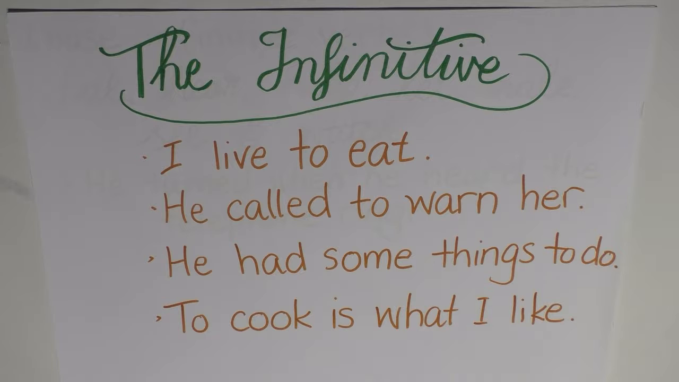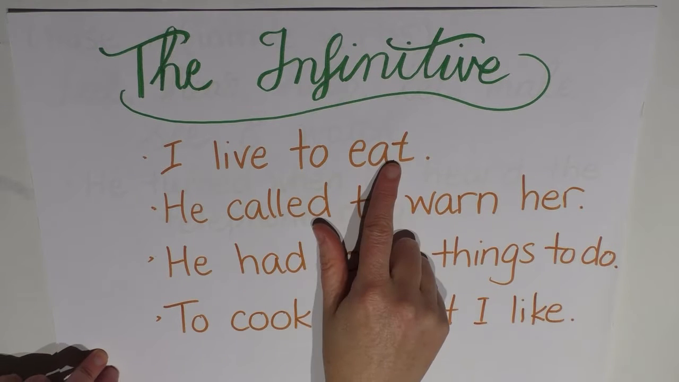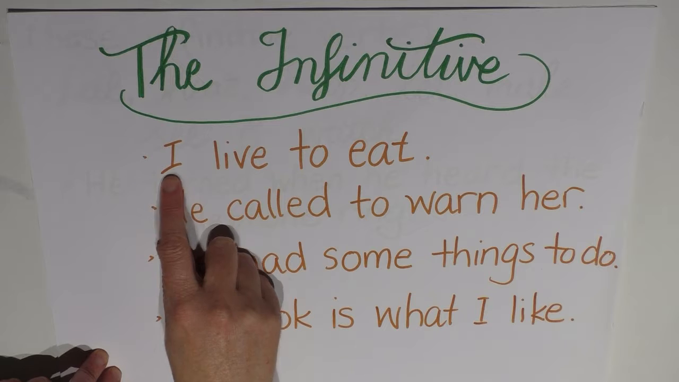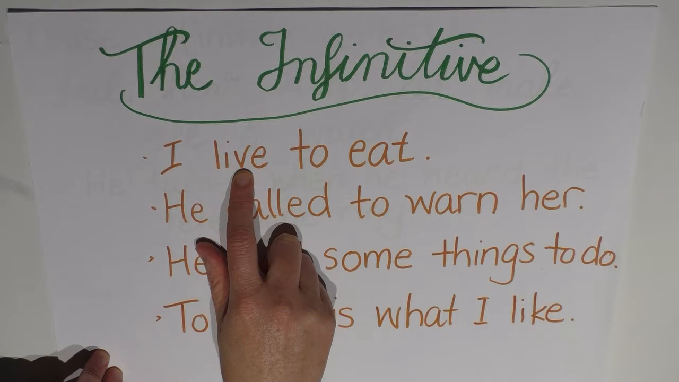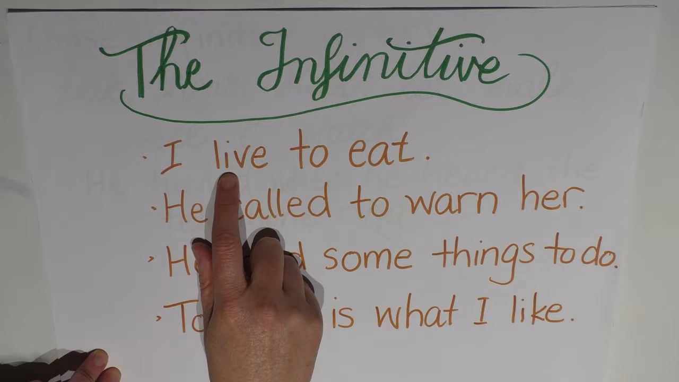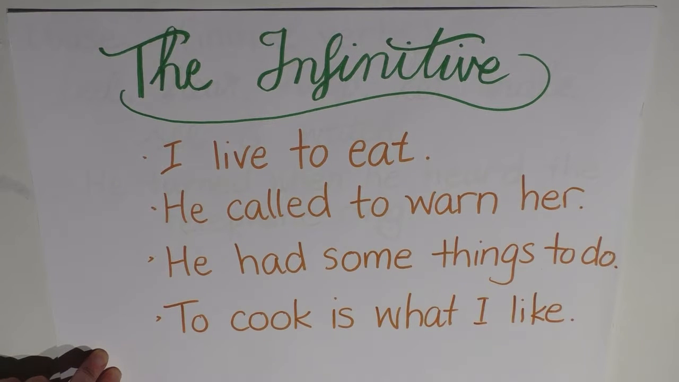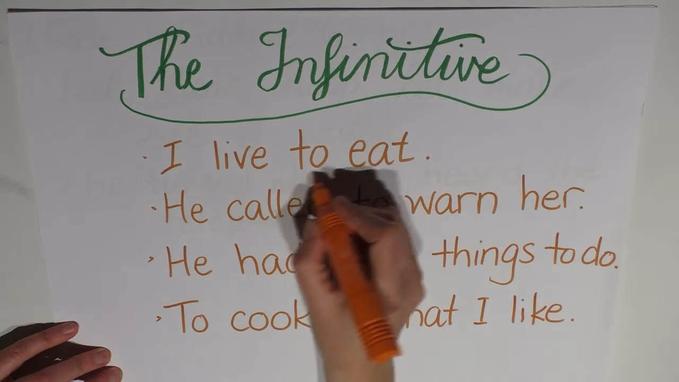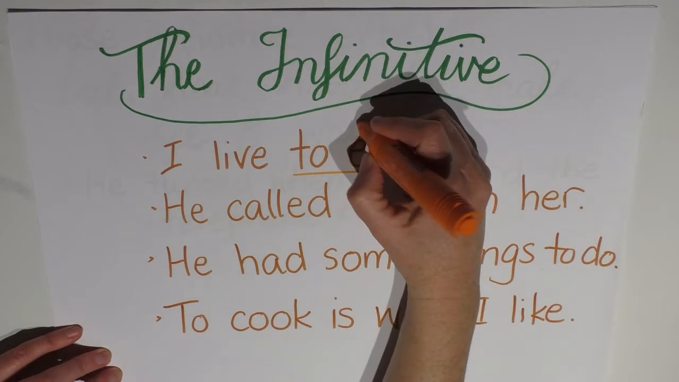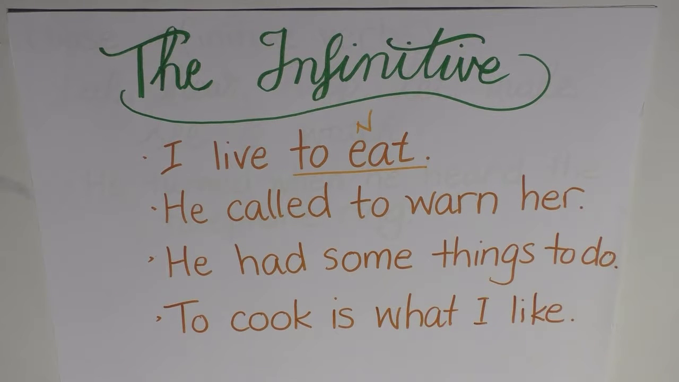Okay, so the first one here is I live to eat. Now if we break this down, I is the subject and live is the verb. And to eat is fulfilling the role of a direct object. And as we know, the direct object cannot be the verb, it has to be a noun. So in this situation, to eat here is not a verb, but it's actually a noun. Now it's interesting to note here that we can use to eat after like as well.